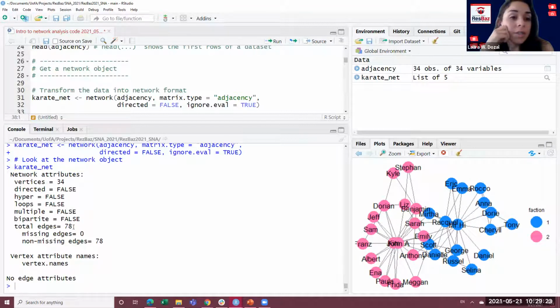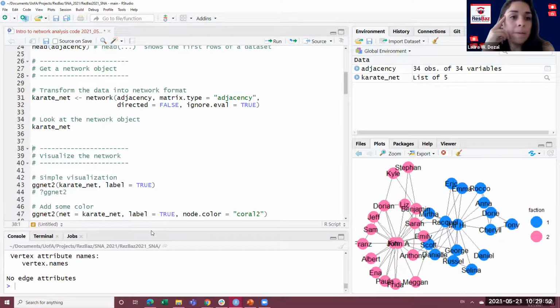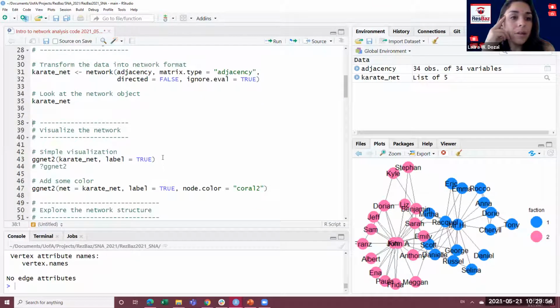So total edges, the total number of relations between the actors, is 78. We aren't missing any edges. So 78 is our edge number. We're also looking at vertex attributes, and the attribute we have is names. Like I mentioned earlier, we have a list of names that work with the data. So let's look at our network.